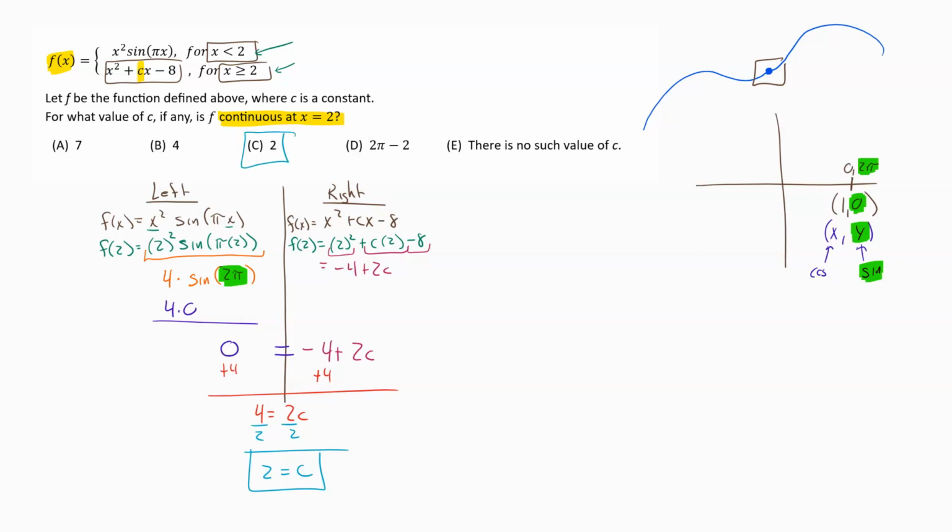So when they want you to make a piecewise function continuous, all you're doing is taking whatever the x value is where they're meeting up right here, plugging it into the first equation, setting it equal to that same value plugged into the second equation, and then solving for that c value that they're looking for.